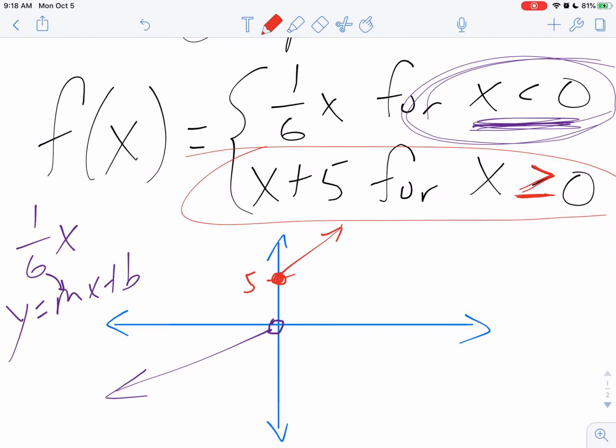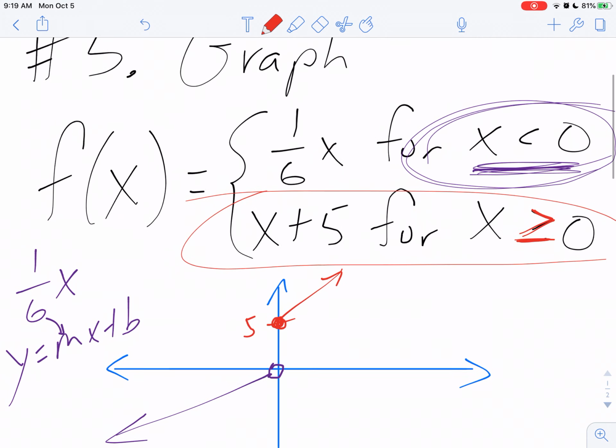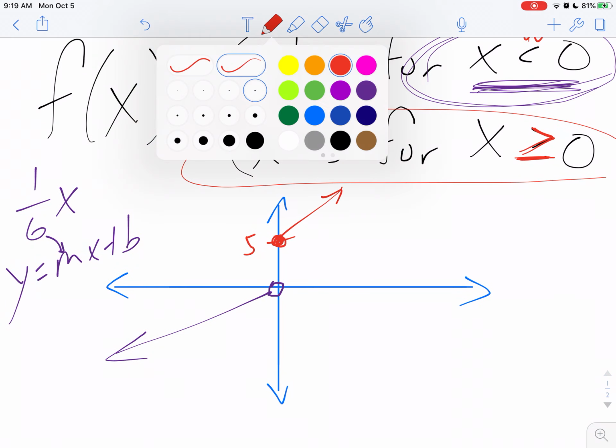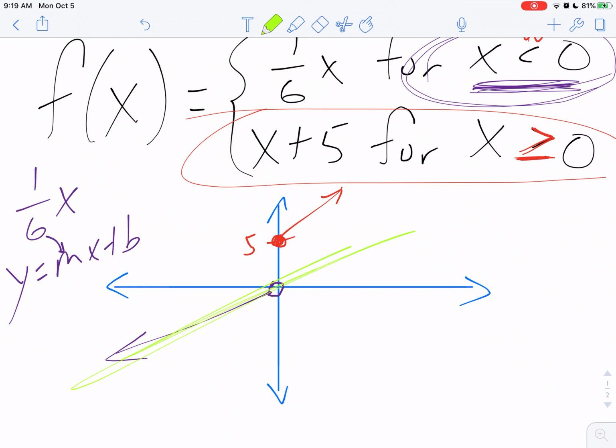But with the graphing on these, you have to be really careful with these symbols and make sure you stop your graph at the correct place. A lot of times what I'll do is draw the whole line and then erase it. Like this one, I imagine drawing a whole line there, but then I'm going to erase some of that, because I'm not supposed to graph to the right side of 0 on that top equation.